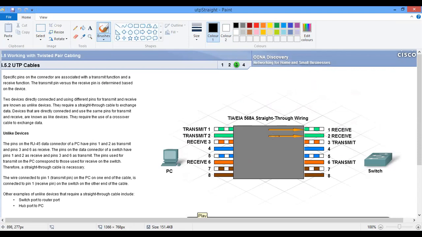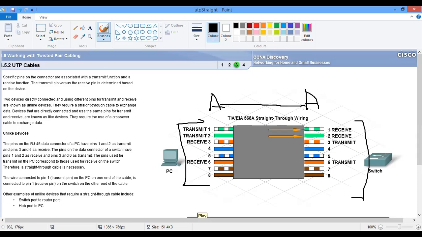Now, if you look at this straight through, you can see what color coding was used here. What was used at this end? Can you tell me the number? Is it A or B? It's A. So A was used here. Can you tell me the color that was used at this end? It's the same A color. So it was terminated from A to A.